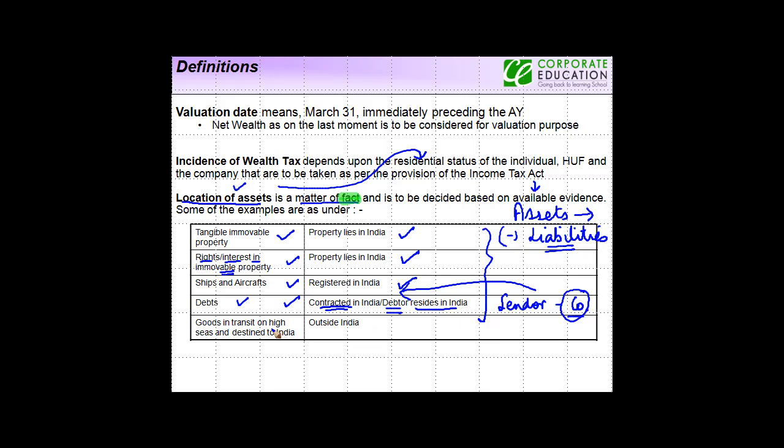Goods in transit on high seas and destined to India are assumed to be lying outside India. This is the case when, let's say, you have a foreign jurisdiction, there are goods which move to India and they are currently on high seas, but they are supposed to come to India. Even in such a case, they are treated as lying outside India.